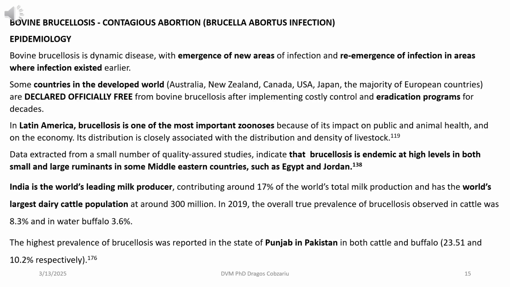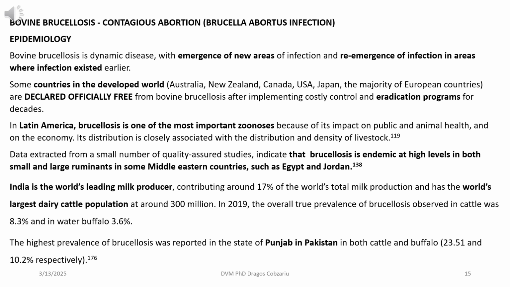Bovine brucellosis is a dynamic disease, with emergence of new areas of infection and re-emergence of infection in areas where infection existed earlier. Some countries in the developed world are declared officially free from bovine brucellosis after implementing costly control and eradication programs for decades. In Latin America, brucellosis is one of the most important zoonoses because of its impact on public and animal health, and on the economy. Its distribution is closely associated with the distribution and density of livestock. Data extracted from a small number of quality-assured studies indicate that brucellosis is endemic at high levels in both small and large ruminants in some Middle Eastern countries, such as Egypt and Jordan.